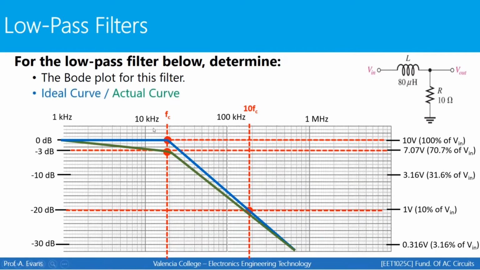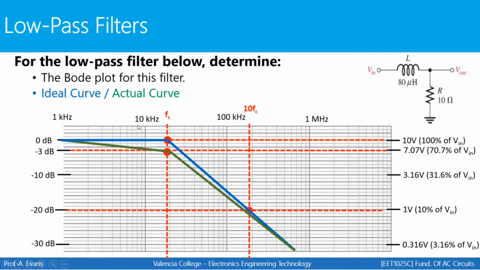So this picture tells me everything I need to know about this filter. It tells me what frequencies pass. Everything up until FC will pass. It tells me what frequencies will not pass. It tells me the voltage I can expect to measure at the output based on a frequency that I input.